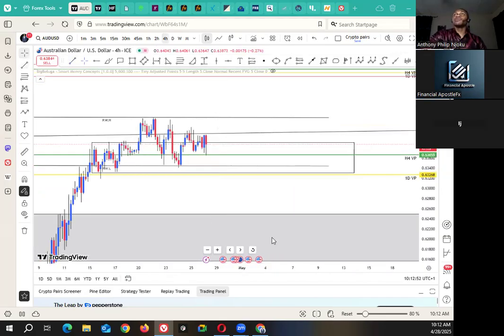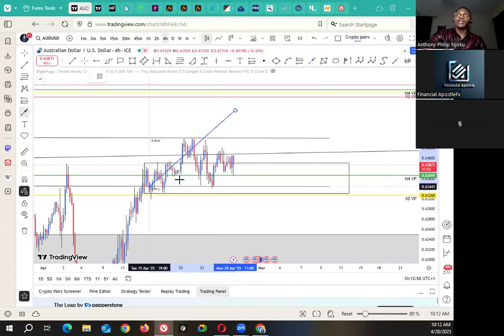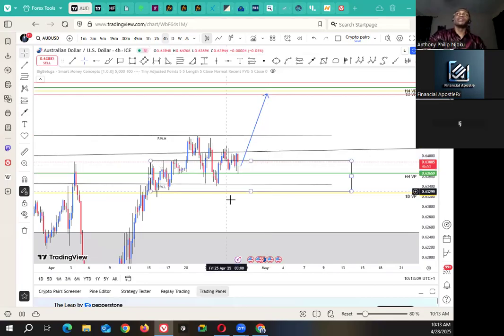So what we are still expecting for AUD now is, since it has come into this recognition zone, aka a demand zone as well, we still expect it from this level to have a relief push up towards this supply zone, because the retest has been completed from last week.